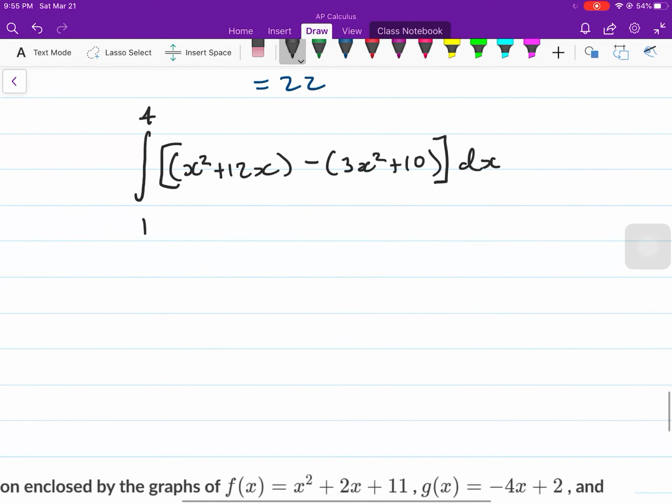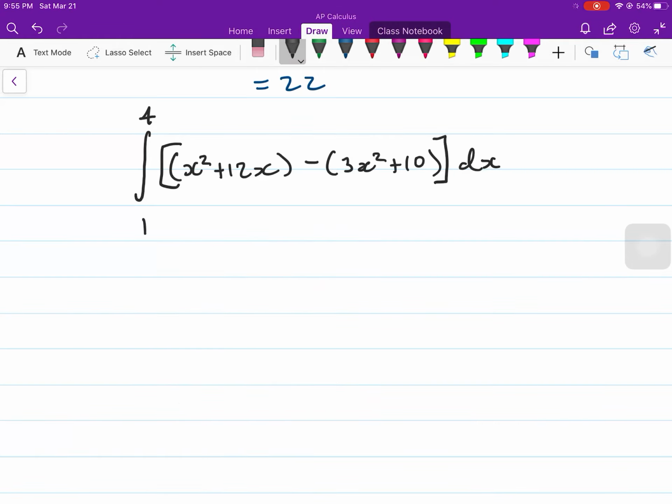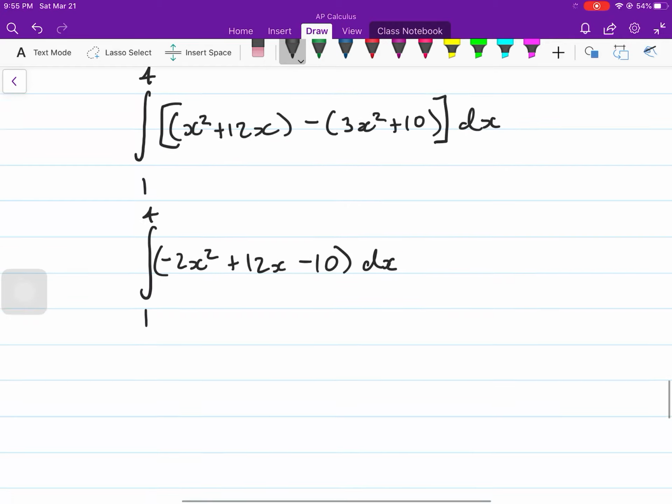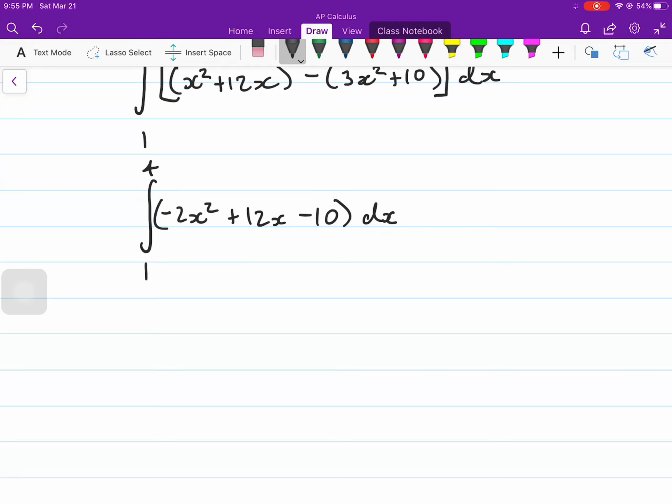And what you could do here is, honestly, before you do your integral, I would combine like terms. So let's go ahead and combine those like terms. We'll have x squared minus 3x squared is negative 2x squared, and then plus 12x minus 10. Just makes it easier. Then we'll get negative 2x cubed over 3 plus 6x squared minus 10x, and that's from 1 to 4.